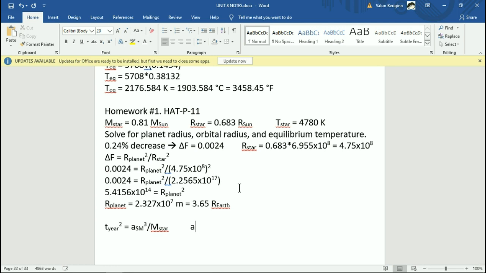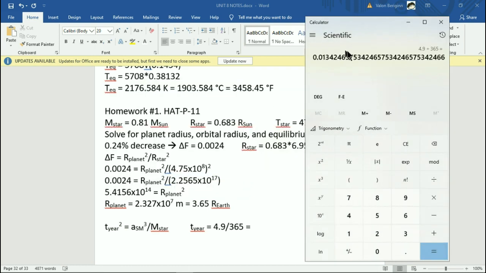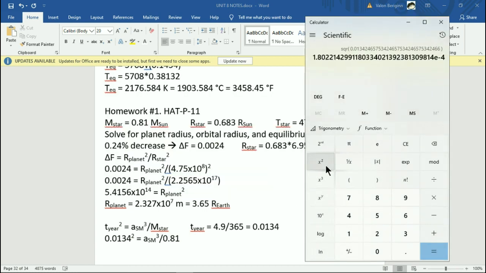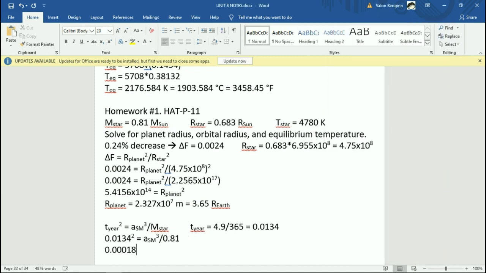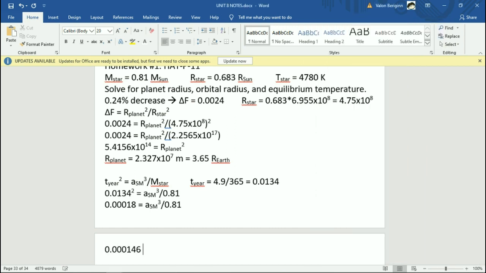So, wait, no. T year. So it's 4.9 days, but again, you have to put this in years, so divide by 365. Okay, 0.0134. So that's what we're going to use for T here. So we have 0.0134 squared equals a sm cubed divided by m star, which is 0.81. Okay, so square this. 0.0008, okay. So now times 0.81. Okay, 1.4. Oops. Okay. And cube root.